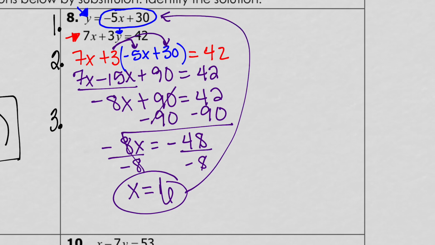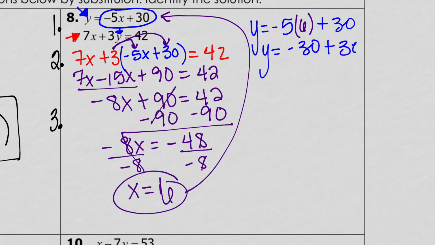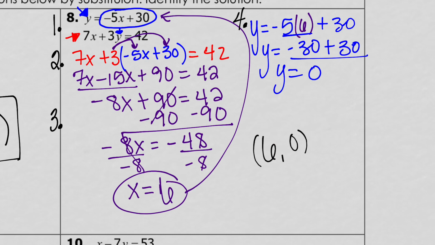So we're going to get y equals negative 5 times 6 plus 30. Negative 5 times 6 is negative 30. Negative 30 plus 30 is 0, so y equals 0. So my final answer, so that was step 4, final answer is going to be 6, 0 as a coordinate pair.